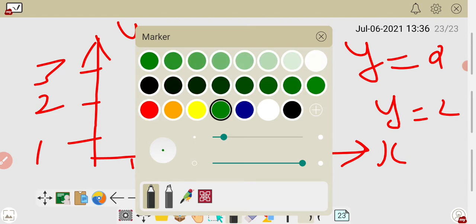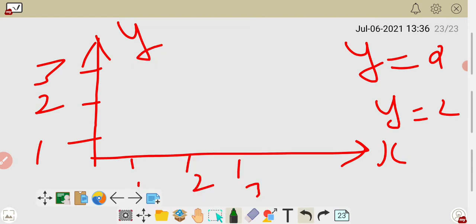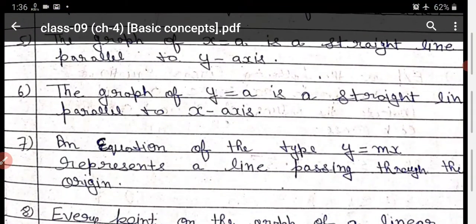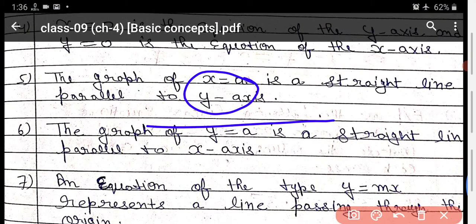For y equals 2, on the y-axis you put the value 2. Now draw a line passing through this point, like that. Then this straight line will be parallel to the x-axis. So the graph of x equals a is a straight line parallel to the y-axis, and the graph of y equals a is a straight line parallel to the x-axis.